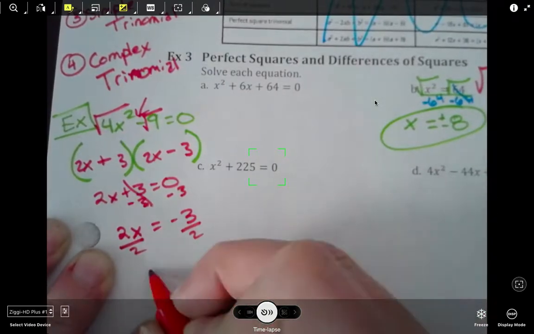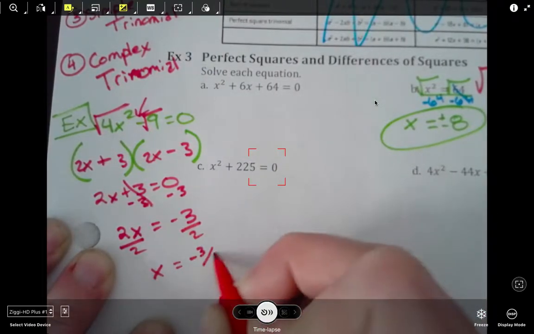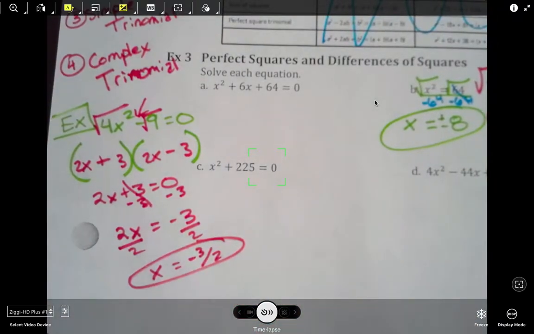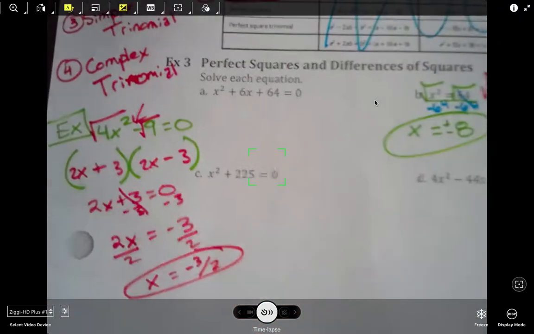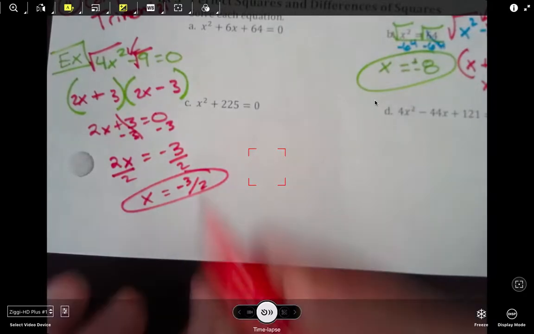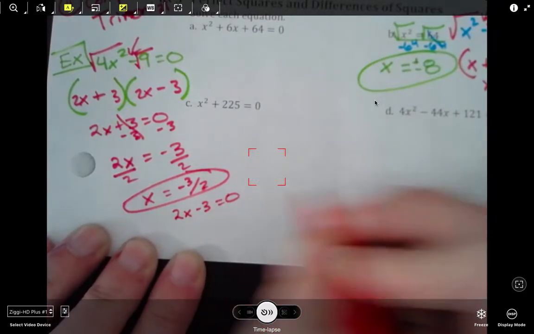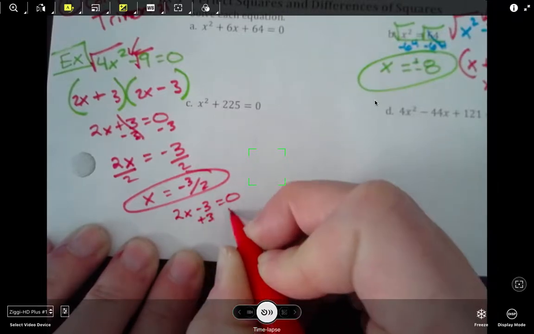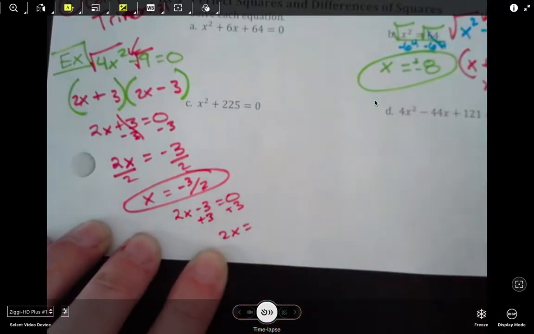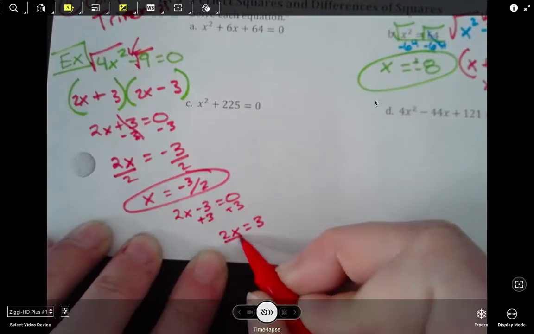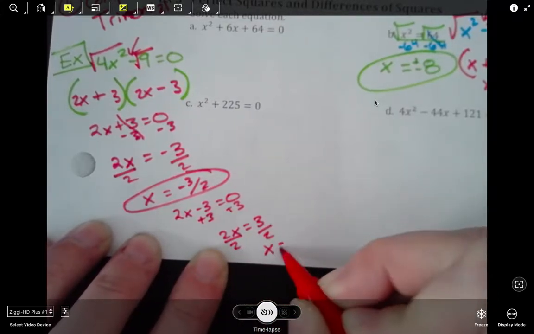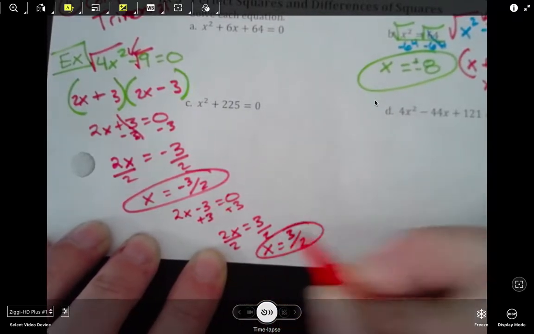Divide by 2, x equals negative 3 over 2. We'll leave them like that, right? Okay, now, the next one, 2x minus 3, I set equal to 0. Okay, there I add 3, so 2x equals positive 3, and divide by 2, x equals 3 halves.